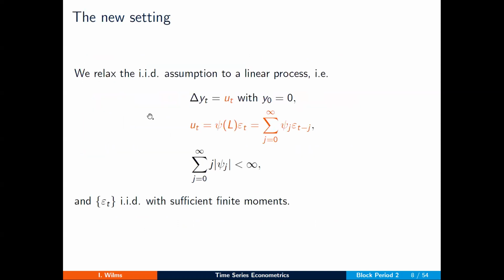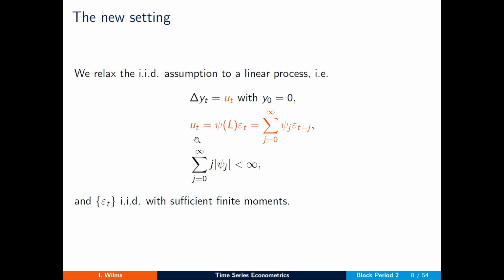In our new setting, we still have the random walk model without drift, and we set the initial condition equal to 0. So nothing different here compared to last week. But now I explicitly write out my error terms u_t, not as epsilon_t, to allow for serial correlation in the errors. So I work instead with a linear process for the error terms u_t.